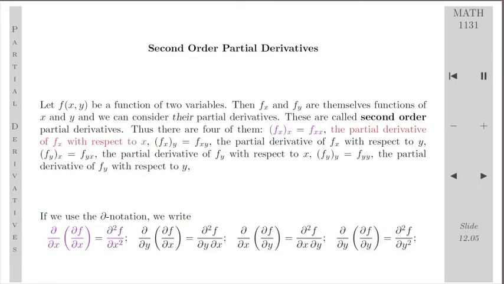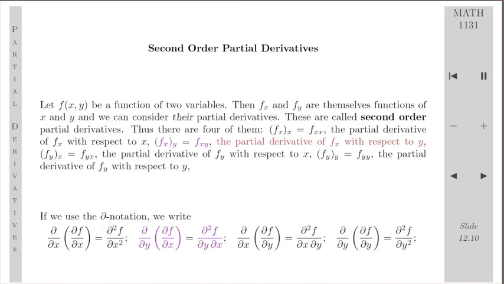Now we can differentiate the partial with respect to x with respect to y. So first I take the partial derivative with respect to x, which I denote by fx if I use subscript notation, and then with respect to y, so we write that as fxy. Or if I use the d notation, the first derivative is df over dx, the second time it's d over dy, so we write that as d squared f over dy dx.